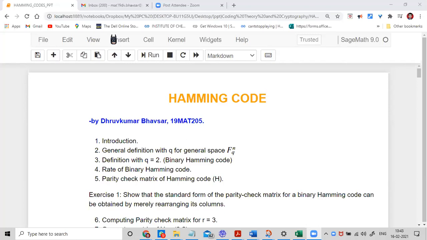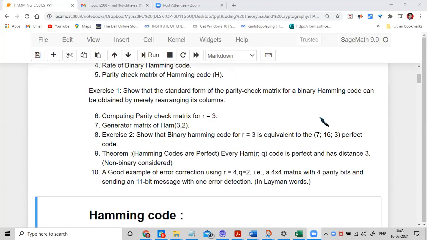So my presentation is on Hamming code. Your voice is so low, we are unable to listen at all. Hello. Now it is fine. Now it's clear, right? Okay.